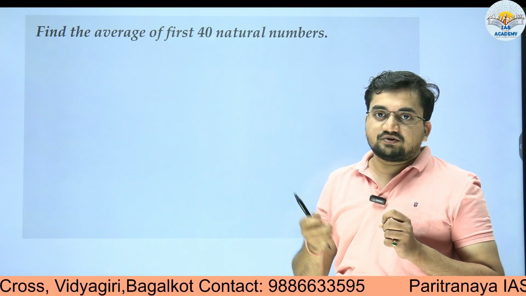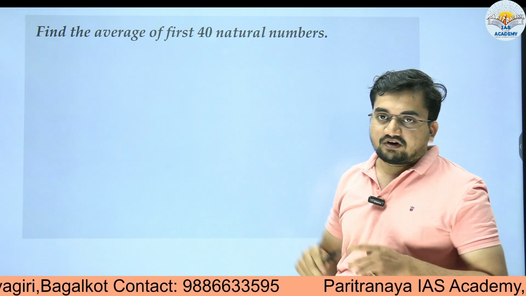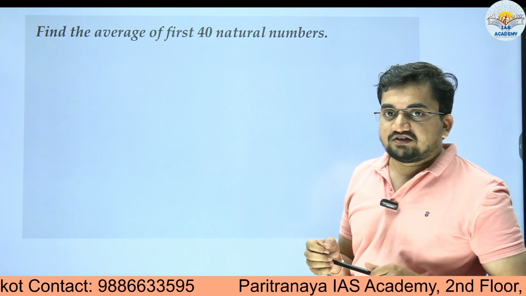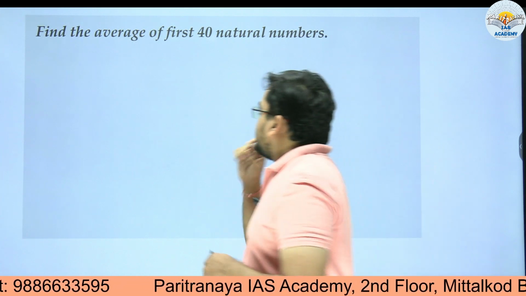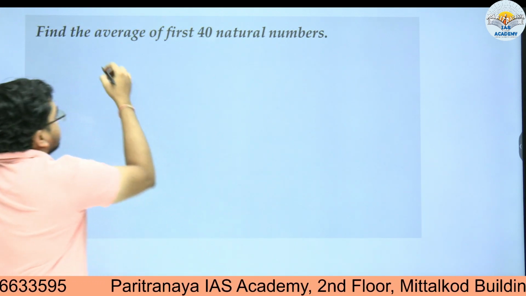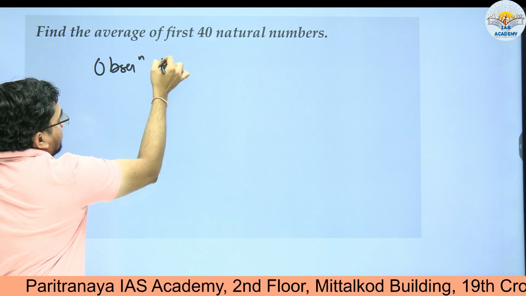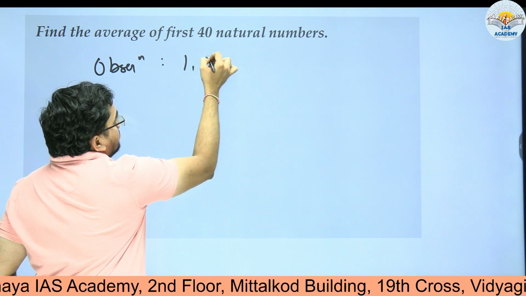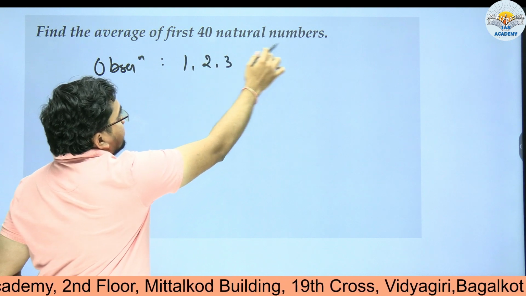Adding just up to 10 itself is quite lengthy and cumbersome, so what about adding up to 40? It will take too much time. So you have to rely on formulas. Here we have to find the observations. The question is the average of the first 40 natural numbers.